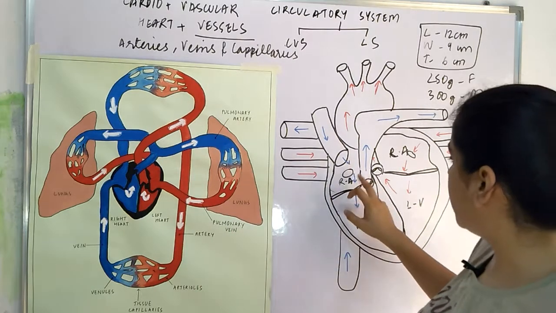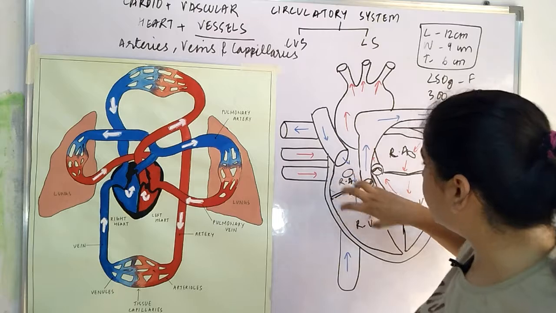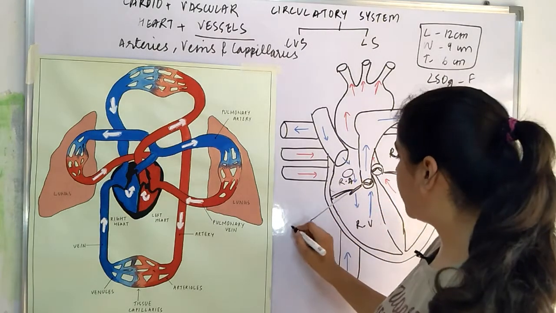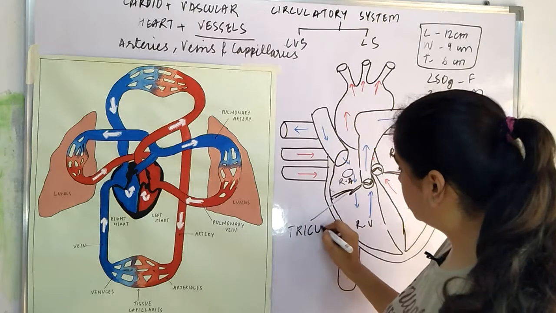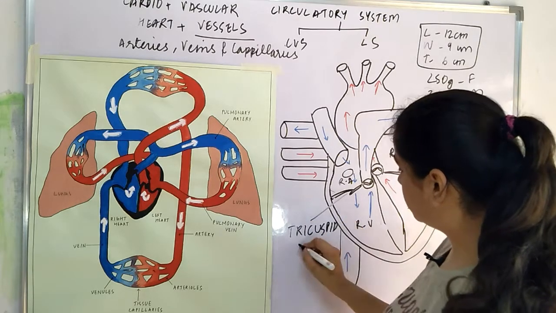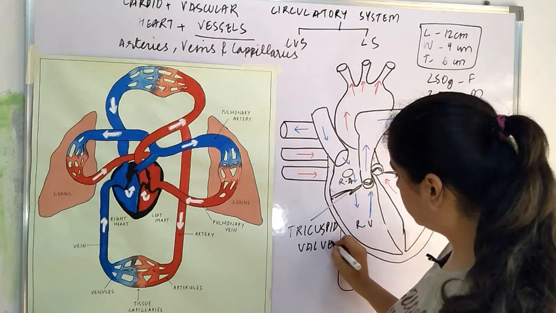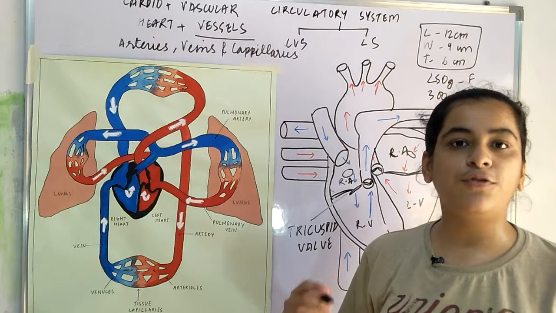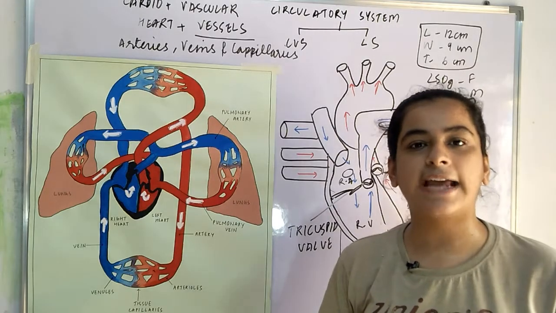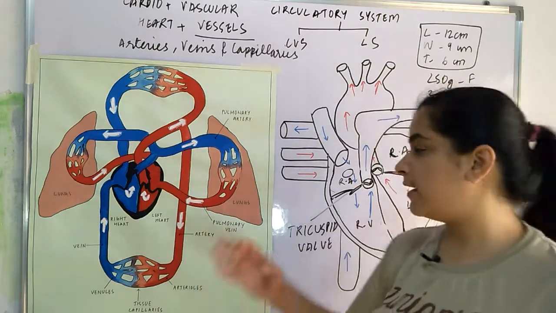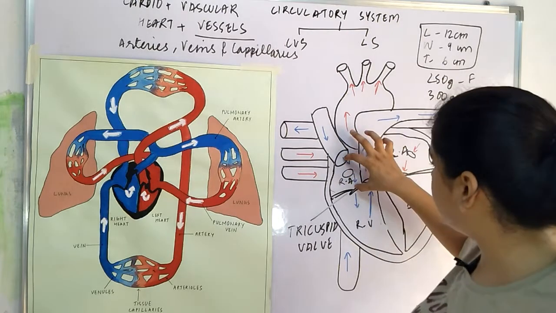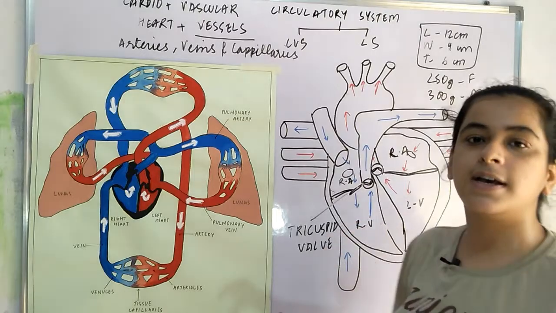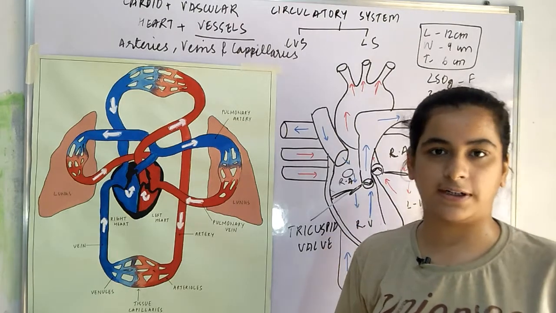The valve which you find between the right atrium and the right ventricle is known as the tricuspid valve. It is also known as the right AVV. The full form of right AVV is right atrioventricular valve. The valve present between the right atrium and the right ventricle is known as the right atrioventricular valve.